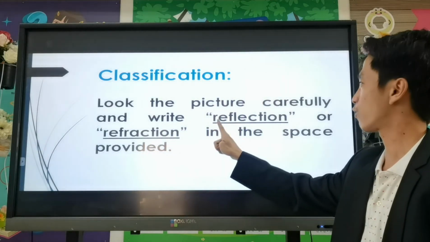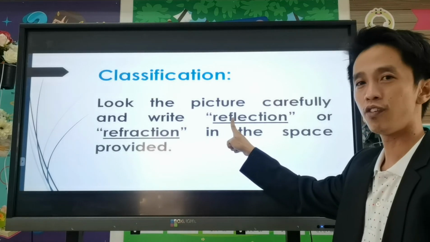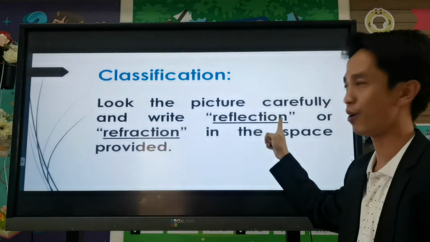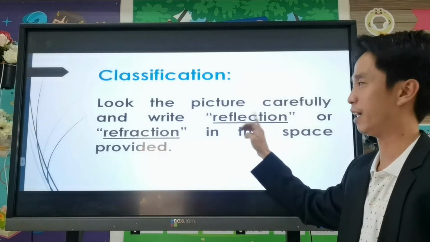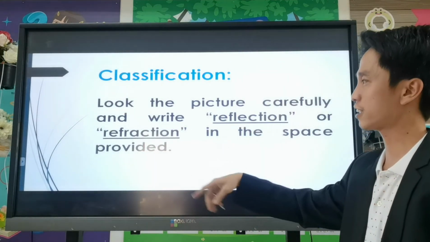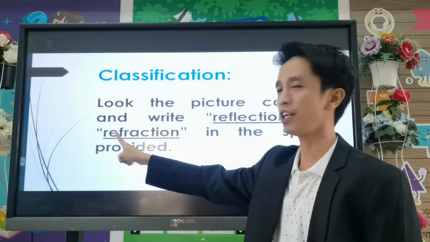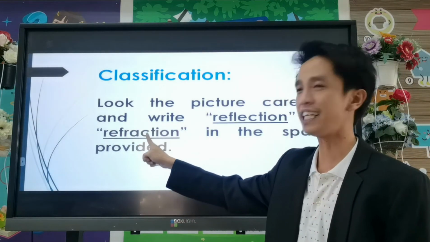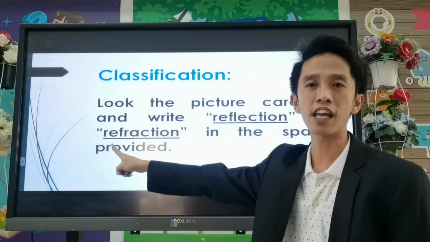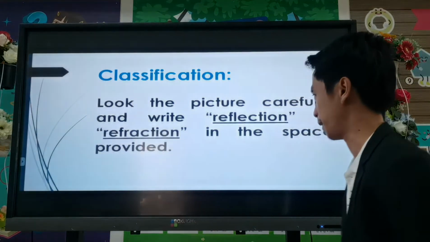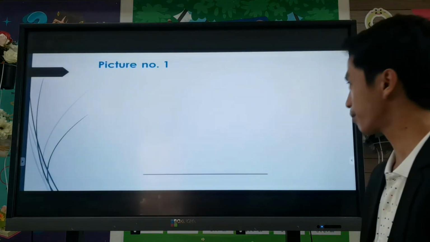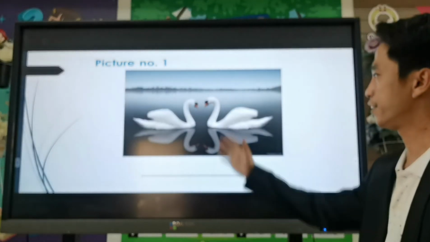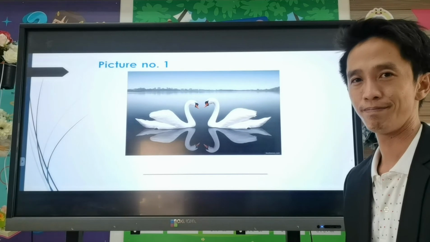Everybody, let's spell reflection. R-E-F-L-E-C-T-I-O-N. Again, R-E-F-L-E-C-T-I-O-N. Reflection. Next, refraction. R-E-F-R-A-C-T-I-O-N. That is refraction. Reflection, refraction. Two answers only. Okay, number one. In this picture, what's your answer?